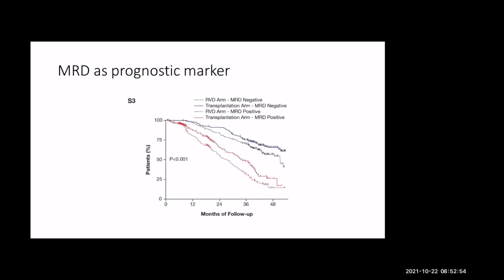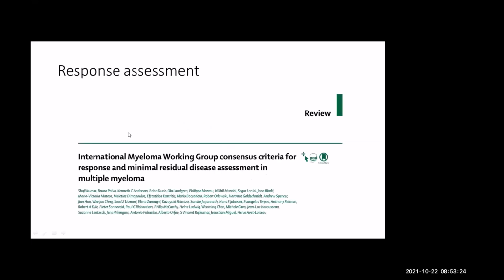And probably one thing which is now accepted is that achieving MRD negativity is important rather than how you achieve it. Though more active treatment will lead to a higher percentage of MRD negativity, MRD negativity is an important prognostic marker, and it should be a goal. In this IFM study, MRD negative patients, whether they were in the transplant or non-transplant arm, did better as compared to patients who were MRD positive, even if they received transplant. So this is a new prognostic marker.